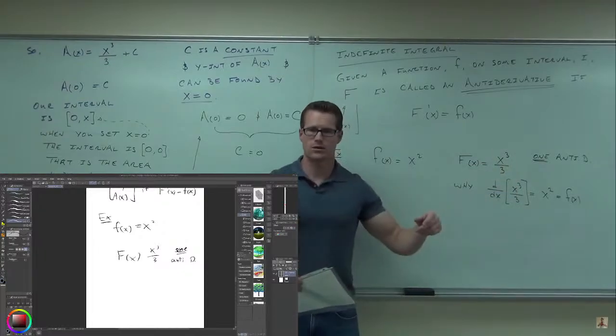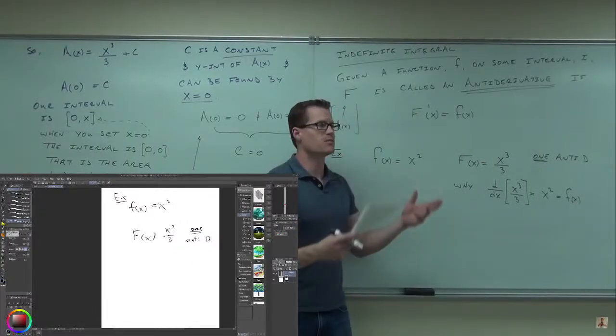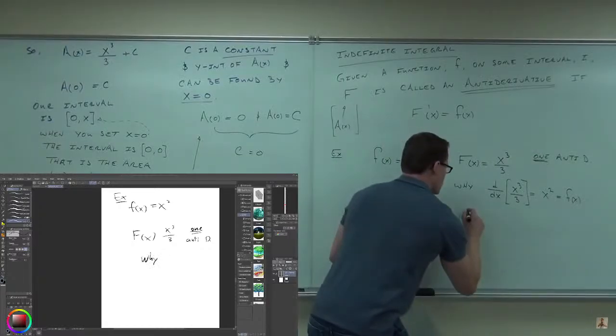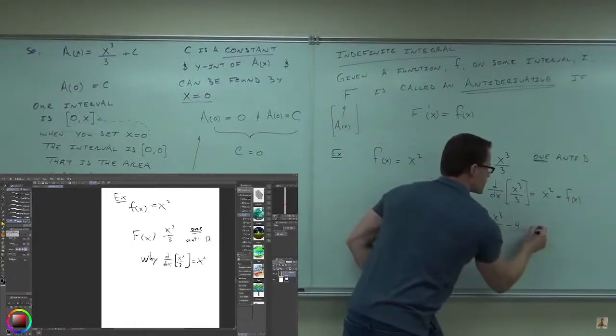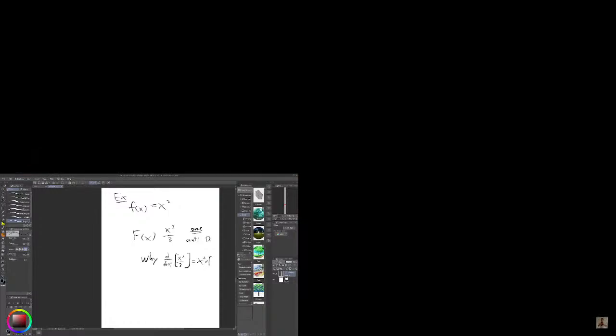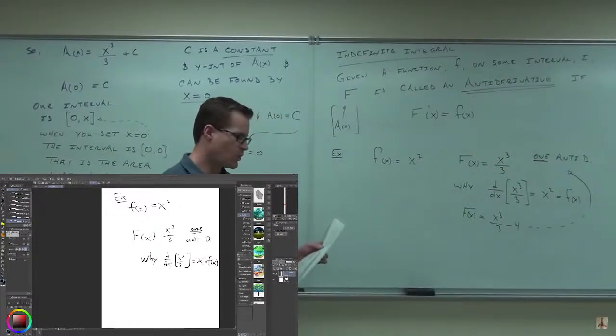This is one of those. Are there more? There are many more. There are infinitely many more. I'll give you another one. Another f of x would be x cubed over 3 minus 4. Is that another one? That's another one of those antiderivatives. That's why, in general, all of them will have this form.